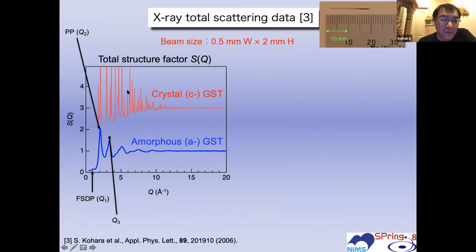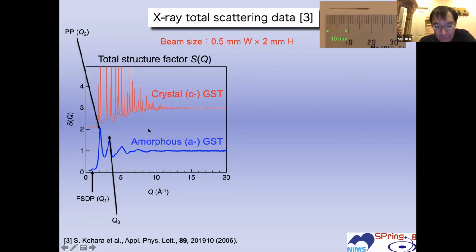the amorphous phase. These are black peaks, but there is significant diffuse scattering, so it is a very distorted crystalline phase. And this is the amorphous phase. So we assign the first 3 peaks: the first sharp diffraction peak, the principal peak, and Q3. The first sharp diffraction peak is not sharp because this material has very, very low amorphous forming ability. We cannot get bulk materials. We can obtain only thin film. So that's the reason why the FSDP is not so sharp and not so obvious.